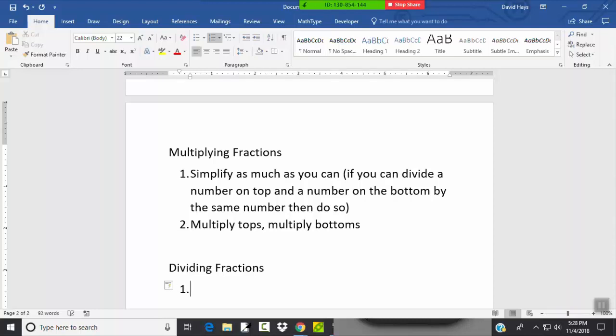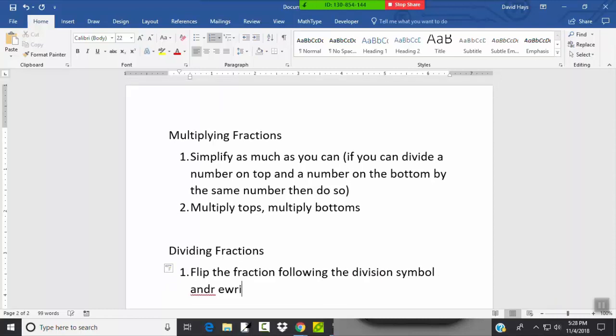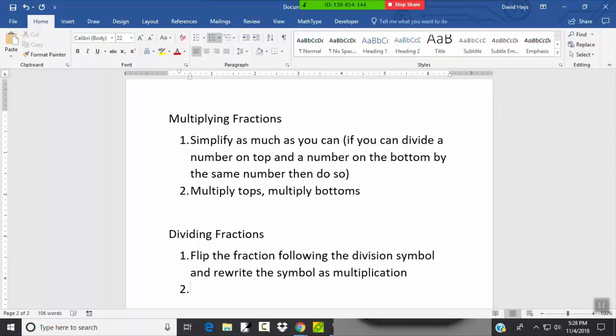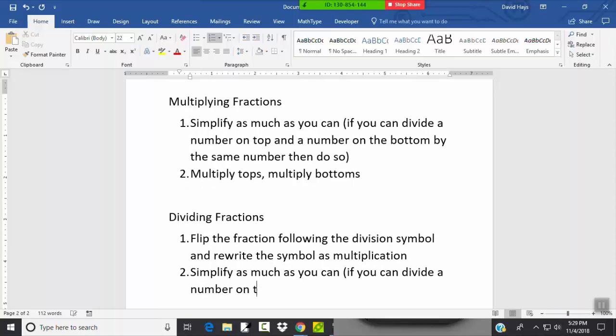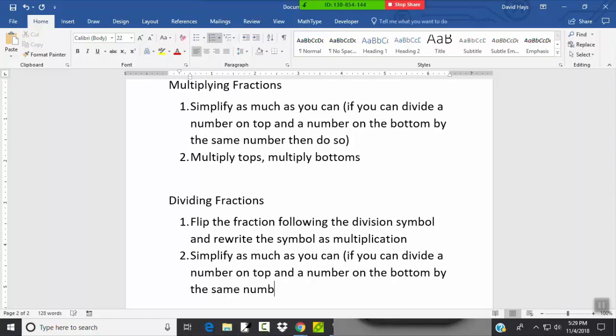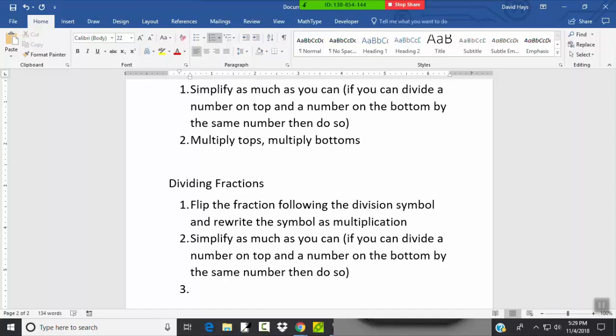So for dividing fractions, step one, you flip the fraction following the division symbol and rewrite the symbol as multiplication. We never actually divide, we immediately rewrite as multiplication. Then step two, simplify as much as you can. If you can divide a number on top and a number on the bottom by the same number, then do so. And step three, then you'll multiply the tops, multiply the bottoms.